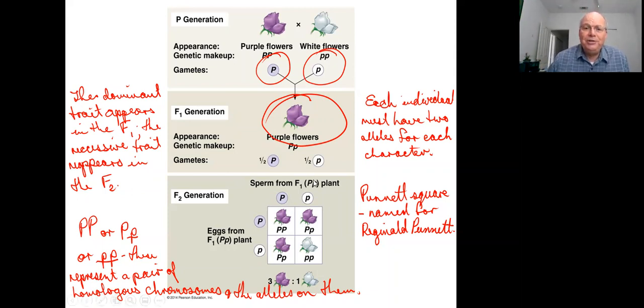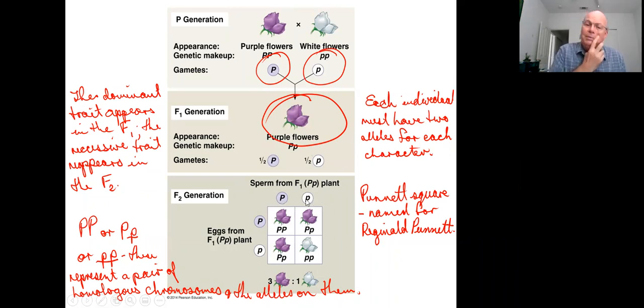When fertilization occurs, we reunite the chromosomes to reestablish the homologous pairs, but it then depends on what are the alleles on each of the chromosomes that are being received from this parent, because there are 2 alternatives. They could receive a chromosome with a big P, or they could receive a chromosome with a little p.